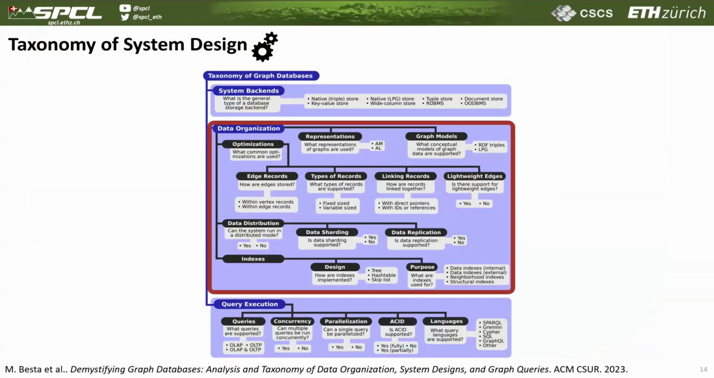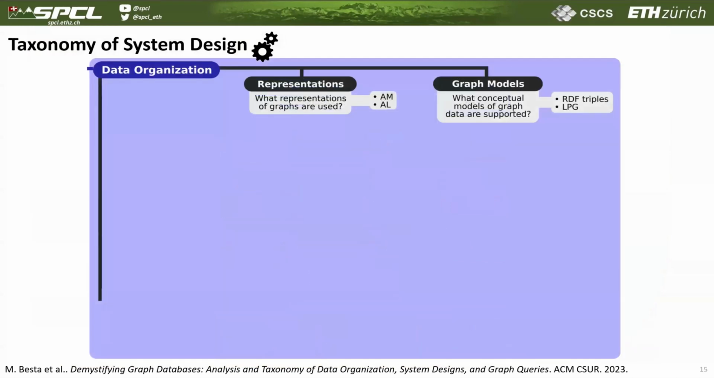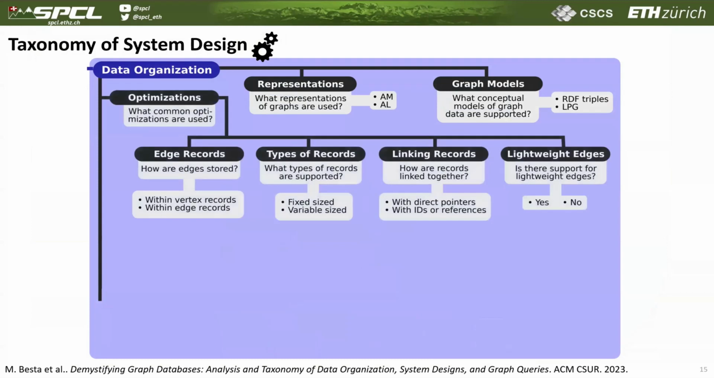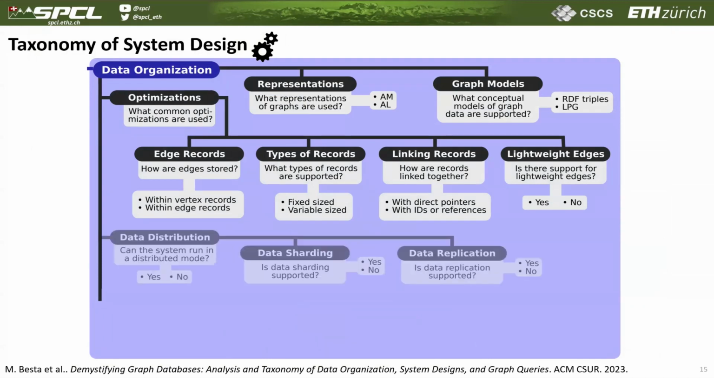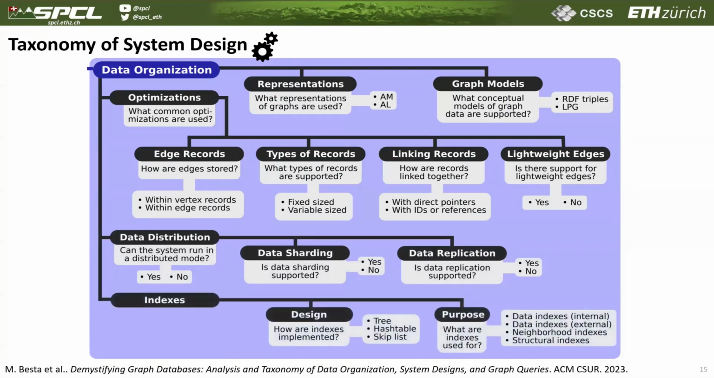The other part of the taxonomy deals with data organization. Here we identify aspects of the given system design, such as what is the used representation, what is the used graph data model, and what different optimizations are applied in the data organization of a given graph system, for example, using edge records, linking records, or using lightweight edges. Other aspects are data distribution, data sharding, data replication, and also aspects related to how we build indexing structures in these systems.